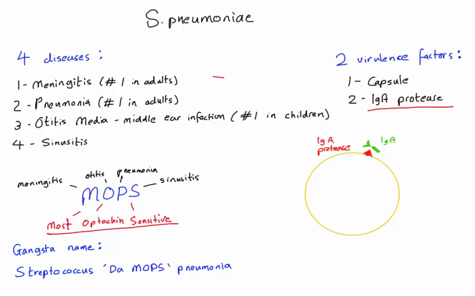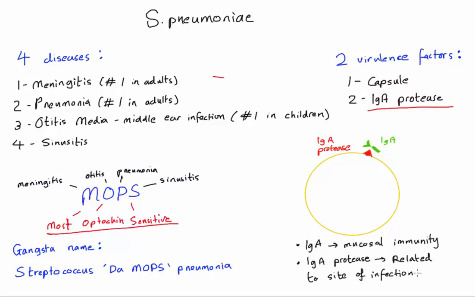So clinically, remembering this is actually really useful, because remember, IgA is the main antibody for mucosal immunity. So if the bacteria has an IgA protease, it means it will infect mucosal surfaces. And if you look at the MOPS, the diseases caused by strep pneumo, it causes sinusitis, pneumonia, and otitis. All these have mucosal surfaces. So this is where the bacteria naturally causes disease. So that's going to help you remember that it has IgA protease.